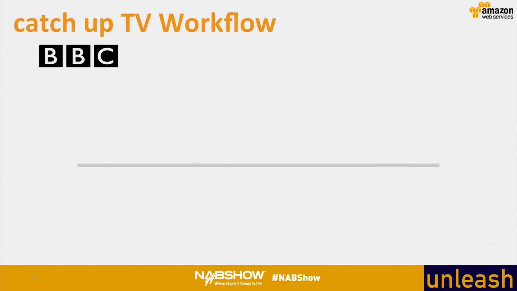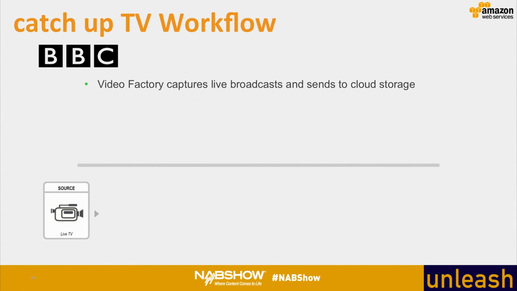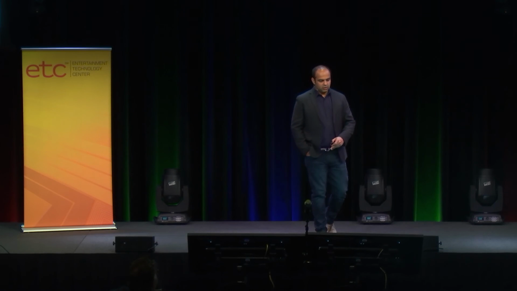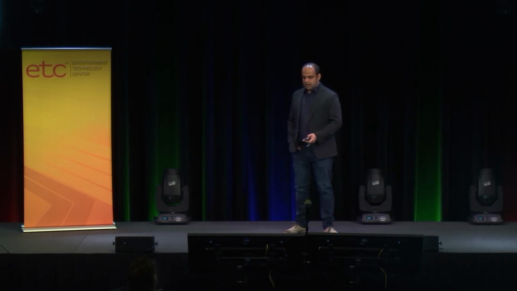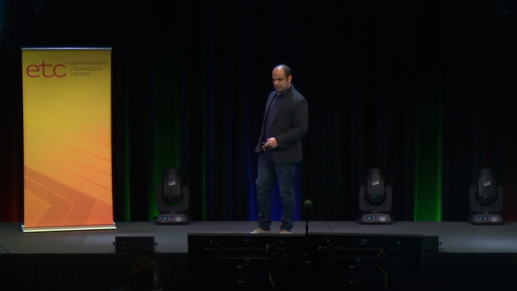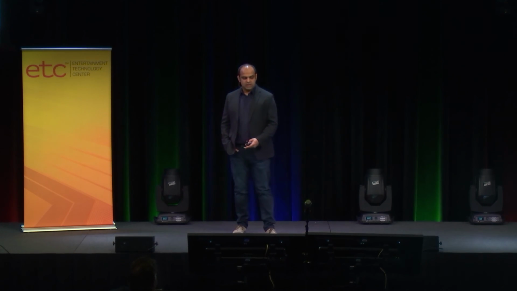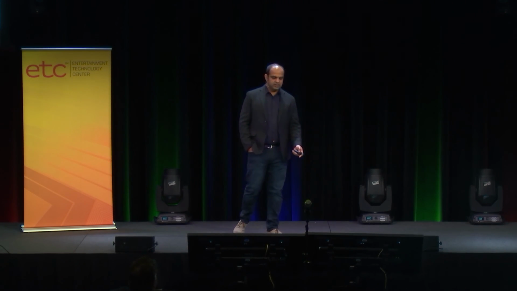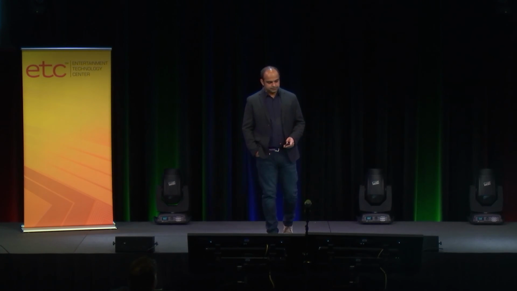So let's see over-the-top platforms in the cloud for real. Who's actually doing something? First example, BBC. BBC launched this thing called the BBC iPlayer, and the back end of that is a system they built called Video Factory that captures live broadcast and sends it to Amazon S3. They use Elemental on premises that converts it and sends it over Direct Connect into S3. From S3, it goes into Elemental Cloud, where it's encoded and pre-packaged, and then sent over the CDNs and delivered to multiple different devices.